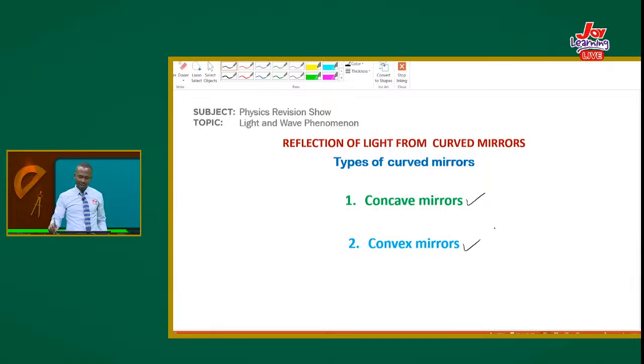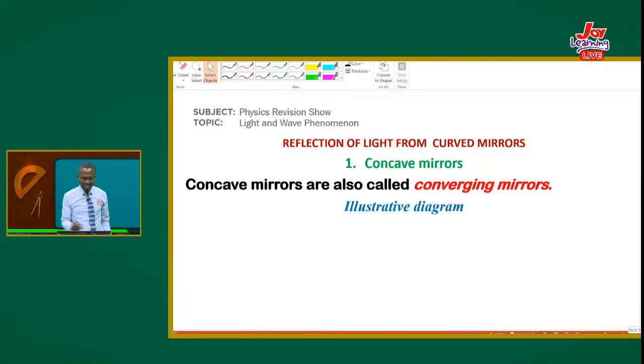At the end of the day, I'll try and show you what we use at home that can work or illustrate both a concave mirror and a convex mirror. Okay, so let's go on. So let's look at concave mirrors. Concave mirrors are also called converging mirrors.